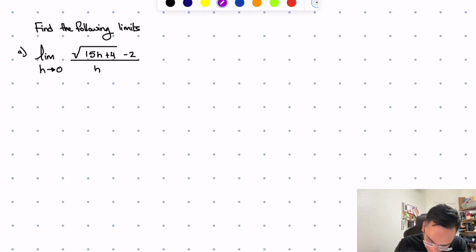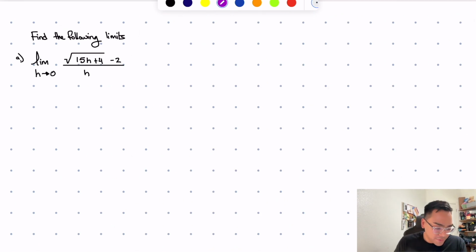It looks very difficult in the beginning, but all we have to remember is something we used in trigonometry. It was called multiplying by the conjugate. If you don't know what that is, that's okay. We're going to go over it. So what it means to multiply by the conjugate.